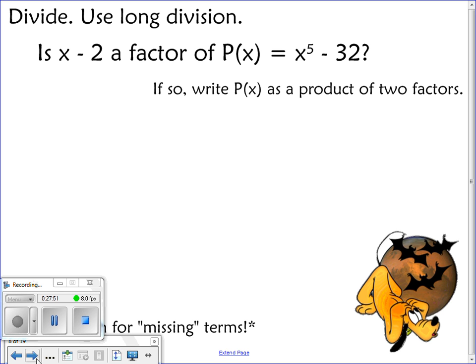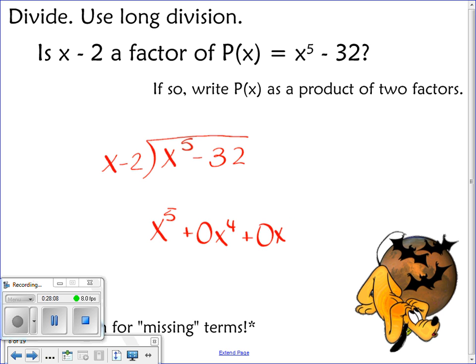All right, so is x minus 2 a factor of that? So x to the 5th minus 32 divided by x minus 2. Now, some students find it helpful to put in the zeros. So some people might prefer to see x to the 5th plus 0x to the 4th plus 0x to the 3rd and so on and so forth. I personally don't, but it is an option if you're worried about your like terms not lining up, because then when they multiply, the like terms are always in line.